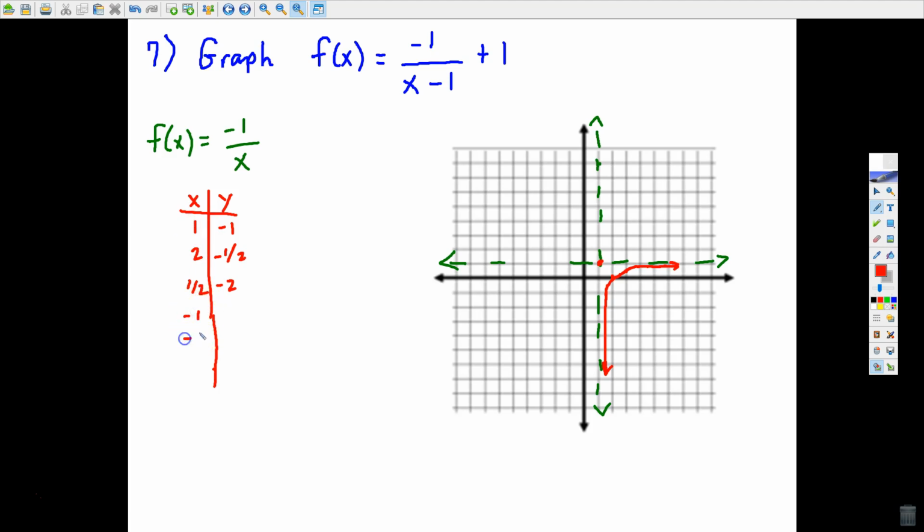So I'm just going to list them out separately and plugging these in. So if I plug in negative 1, I get positive 1. Negative 2 gives me positive 1/2, and negative 1/2 gives me positive 2. Okay, so let's plot these to get the other branch. Again, going back to my new origin, negative 1, positive 1, negative 2, positive 1/2, negative 1/2, positive 2, and here is my other branch.